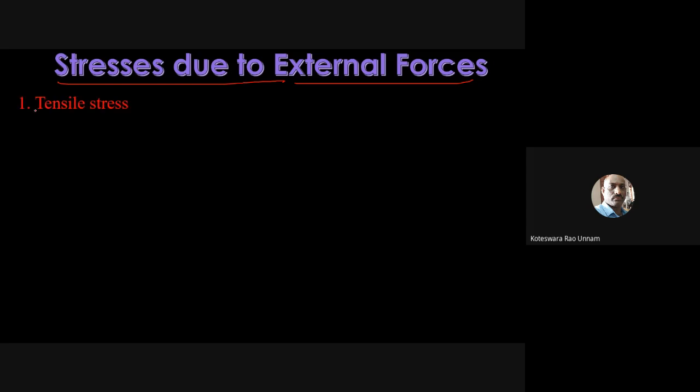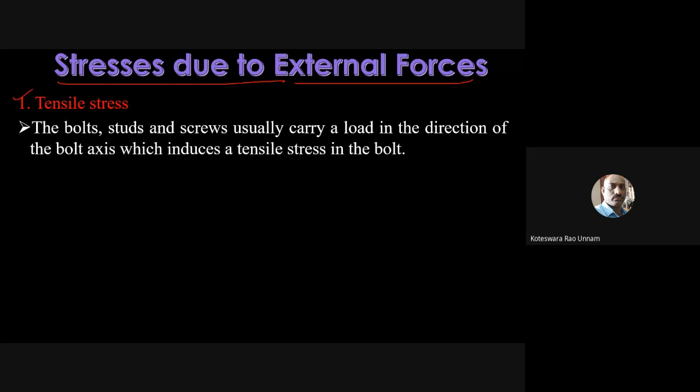The first one is the tensile stress. The bolt, stud, screws usually carry a load in the direction of the bolt axis, which induces tensile stress in the bolt. That is nothing but an axial load. If you have a bolt, something like this, it is subjected to load along the axis. We'll call it a tensile load, and because of this tensile load, we have a tensile stress. The formula for tensile stress remains the same, P by AT, whether it is external load or load due to initial tightening, whatever the type of load.